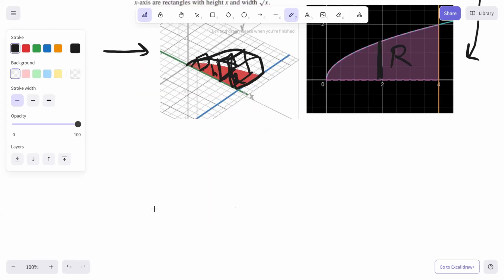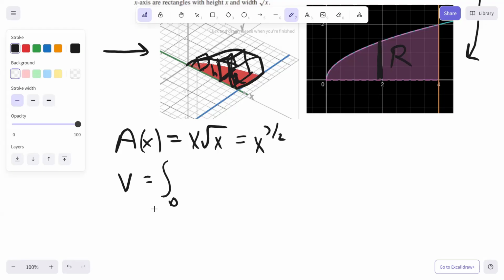So the area function, if we get that first, is going to be the height times the width, x times square root x, which is x to the 3/2. And then x is going to vary from 0 to 4. So the volume is going to be the integral from 0 to 4 of x to the 3/2 dx.